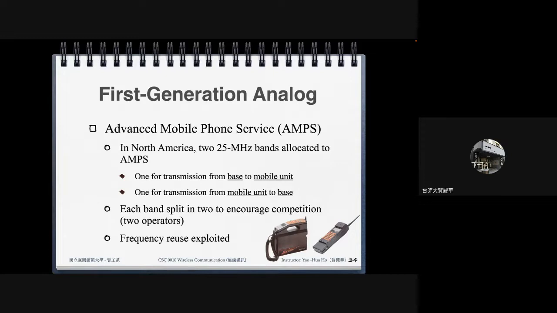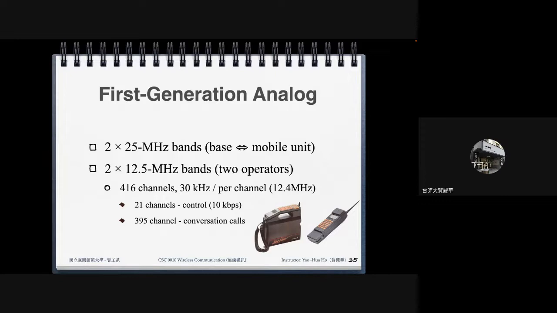Now the frequency reuse is explicit. So we have two 25 megahertz bands, between base station to mobile device and mobile device to base station. We say that is broken down to two companies, two operators. So each of those is broken down to 12.5 megahertz bands for the two operators. Each of those includes 416 channels with 30 kilohertz per channel, or 12 megahertz.